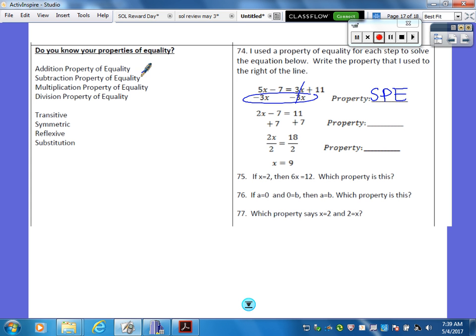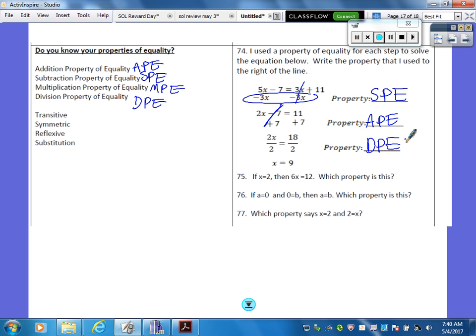So SPE. Let me write that over there for you too. APE, MPE, and DPE. Alright, so that's how I'm going to abbreviate those. If you then take the next step and you add a 7 to each side to cancel out this minus 7, then that is your addition property of equality. You did it on both sides. And then in the last step of this equation, you divide by 2. So that is your division property of equality.